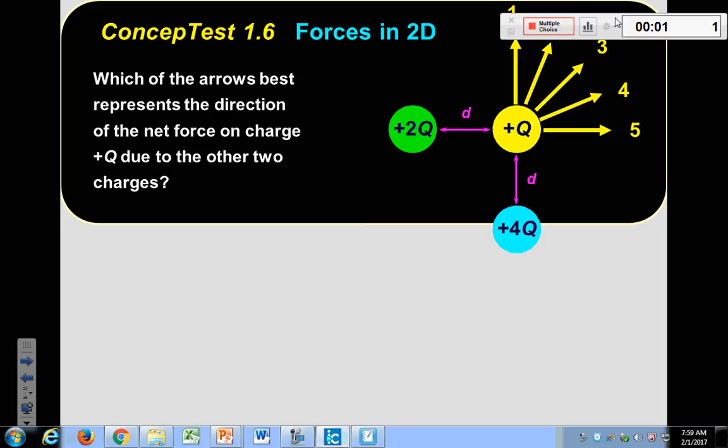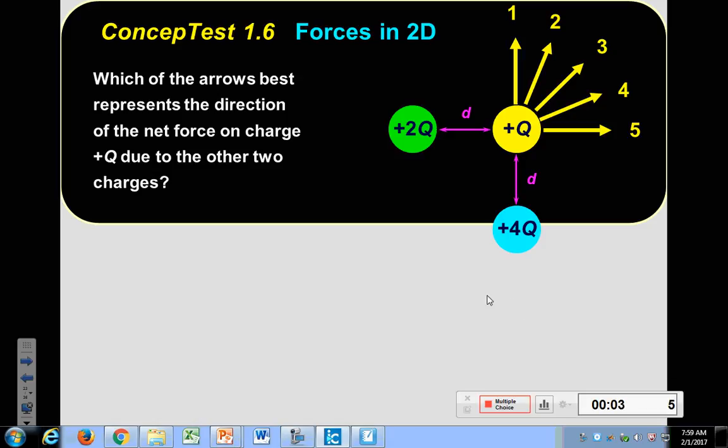Not saying B is the right answer. It's just one person said it was right. All right, so which arrows best represent the direction of the net force on the charge due to the other two charges? All right, we'll stop at 33. Just guess if you're not sure.